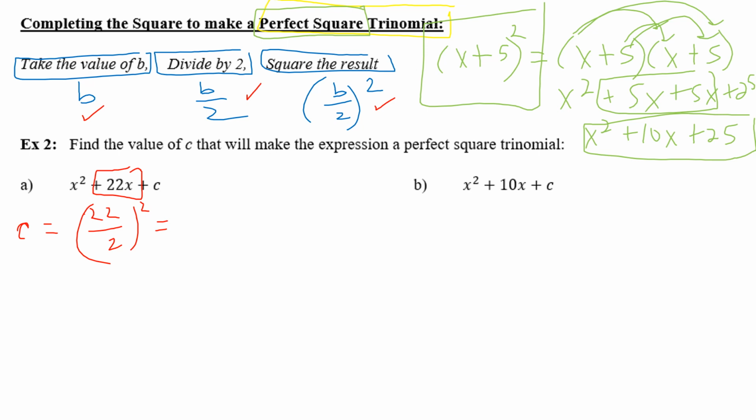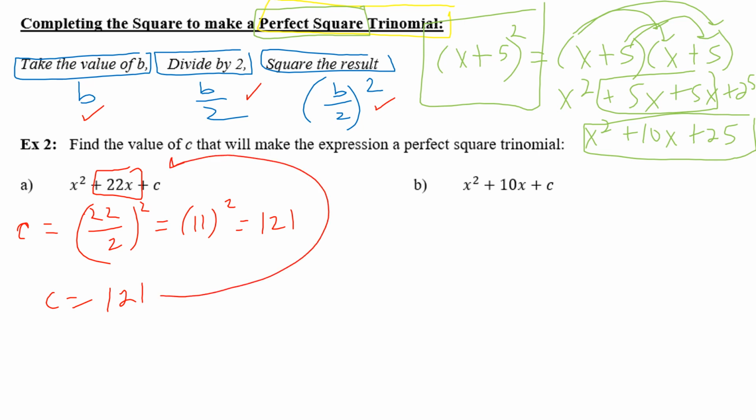So 22 divided by 2 will give us 11. Keep that in parentheses, raise to the second power, which is going to give us 121. So the c value that would make this a perfect square trinomial is 121. If I were to go back and plug it in, not that you have to, just so you can see what the perfect square trinomial looks like, it would be x squared plus 22x plus 121.